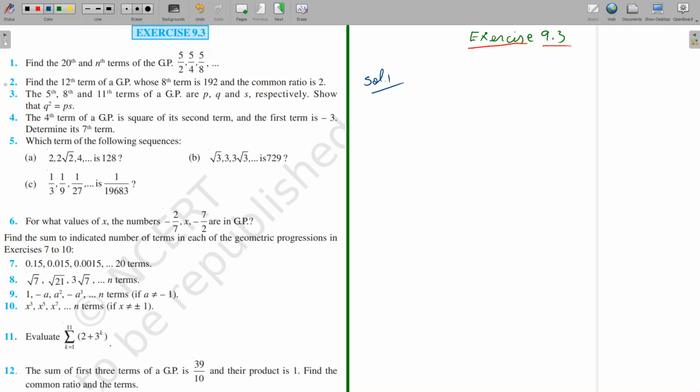Exercise 9.3, question number 1. Find the 20th and the nth term of the GP 5/2, 5/4, 5/8, and so on. It is already given that the sequence is a GP here.